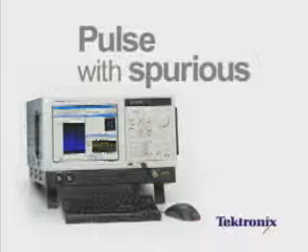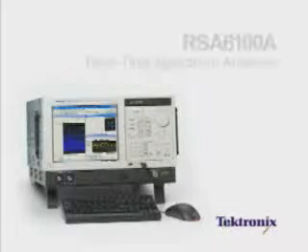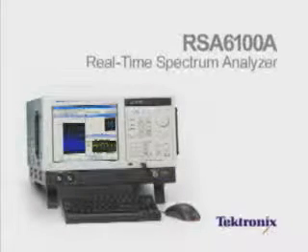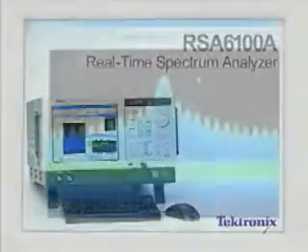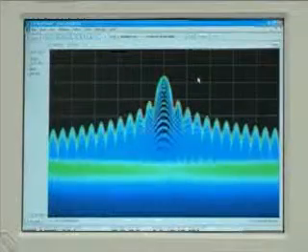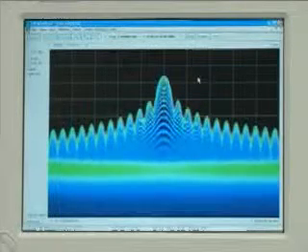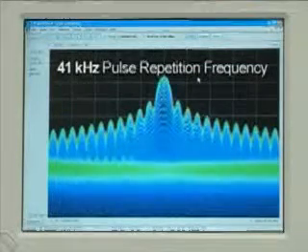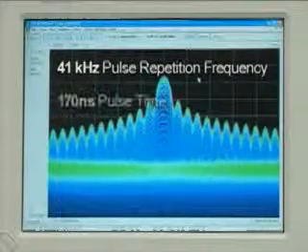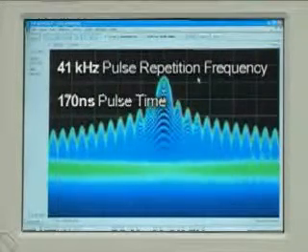This is one of several application examples using the Tektronix RSA5100A real-time spectrum analyzer. In this application, the Tektronix RSA6100A is tuned to a simulated radar signal. It has a pulse repetition frequency of about 41 kHz and a 170 nanosecond pulse time.